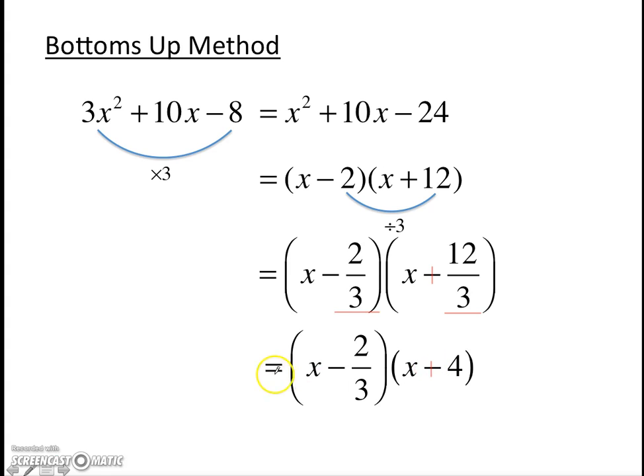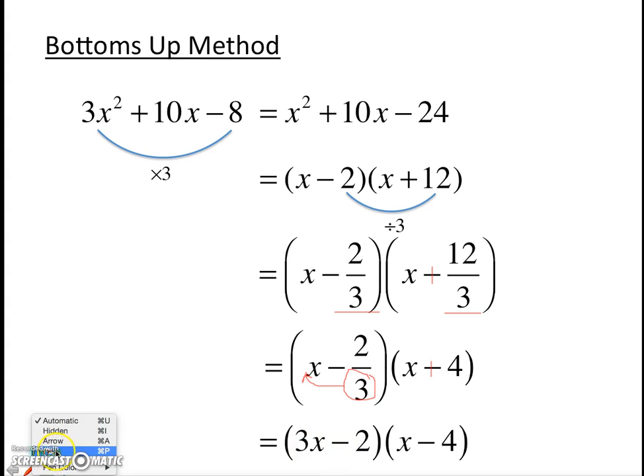Fixing my typo. And then whenever we have a term that can't be reduced, so 2/3, what we're going to do is take this 3 on the bottom and move it up next to the x. So then we get our final answer of 3x minus 2 times x plus 4.